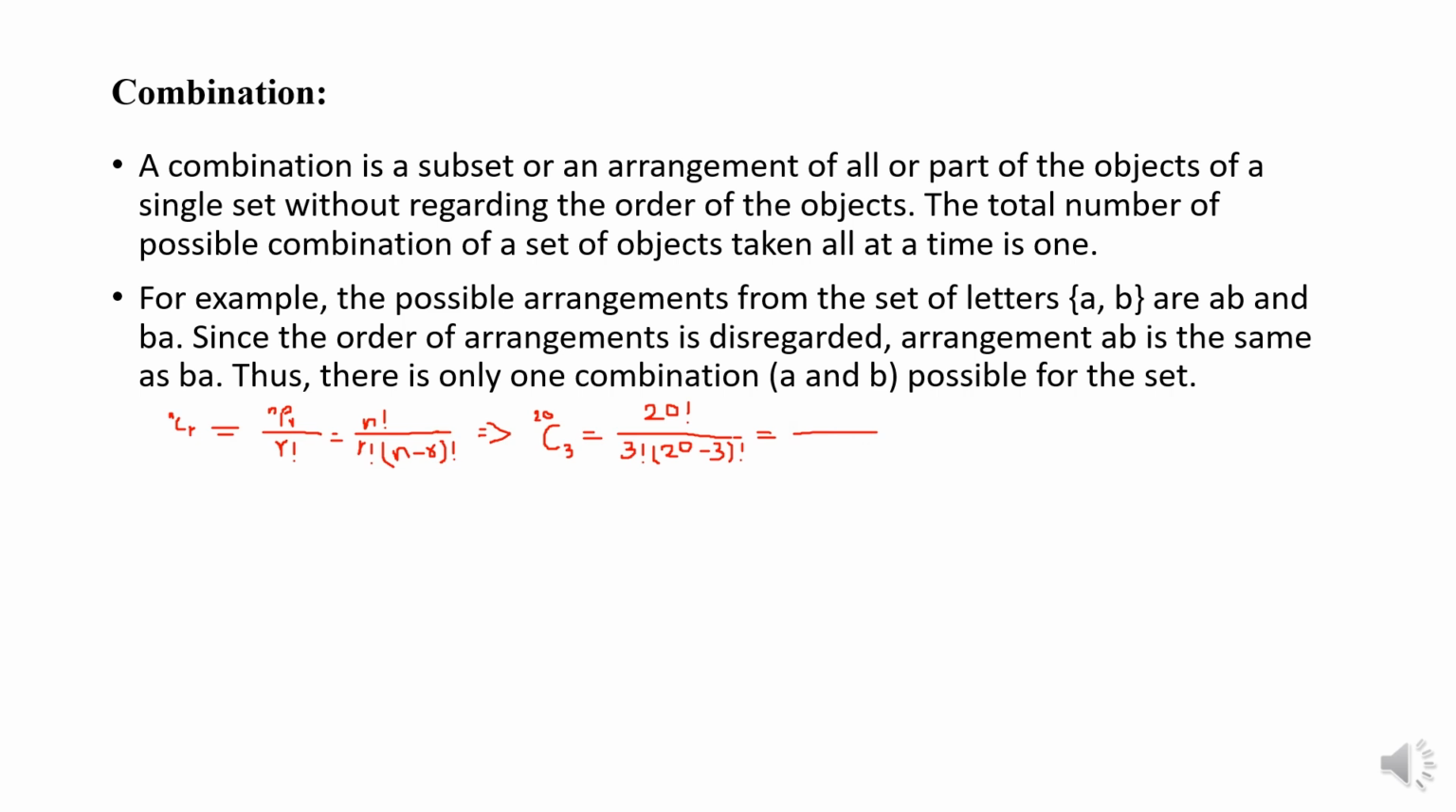So 20 factorial, we can write in this way as well: 20 into 19 into 18 into 17 factorial, divided by 3 factorial and 17 factorial.